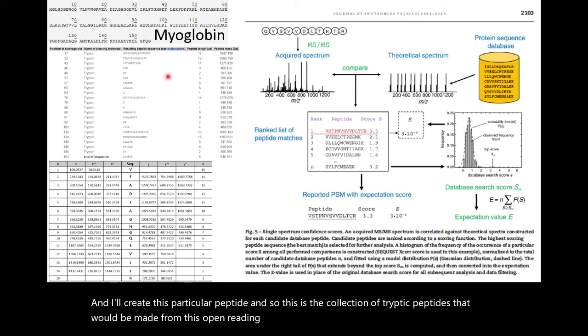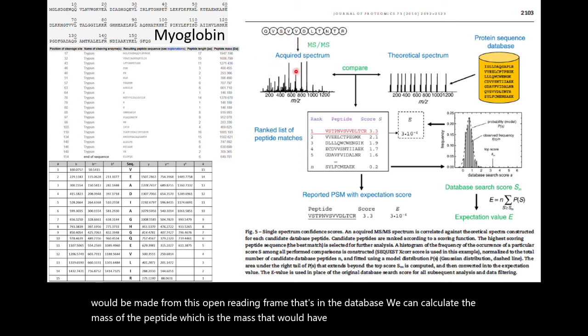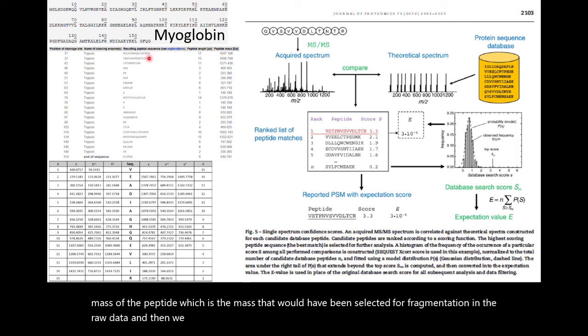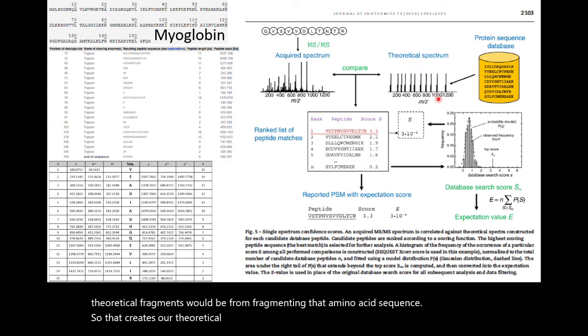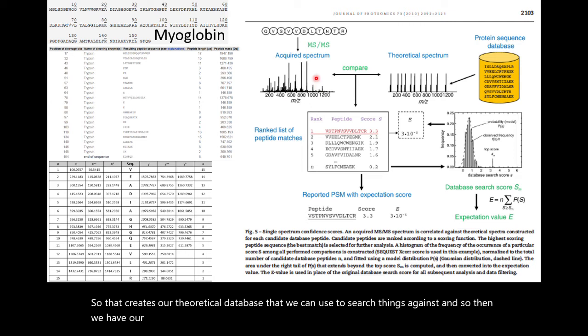We can calculate the mass of the peptide, which is the mass that would have been selected for fragmentation in the raw data. And then we can take each of these sequences and create a table of what the theoretical fragments would be from fragmenting that amino acid sequence. That creates our theoretical database that we can use to search things against. And so then we have our acquired spectrum from the mass spectrometer that we've turned into a list of numbers, and we compare these things.